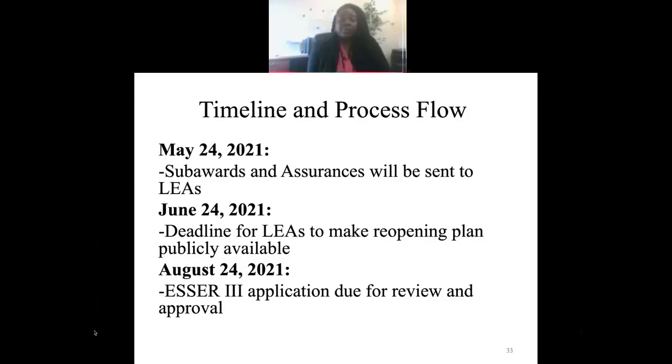Because again, this is a significant amount of money, a historic amount of money, and quite frankly, a historic opportunity that, done wisely, will propel South Carolina forward as we continue to not only get students learning caught up, but accelerated to places beyond where they were before. With that, now I'm going to turn it over to my colleagues from the Department Office of Finance, Stephen Strother, to talk about budgeting.